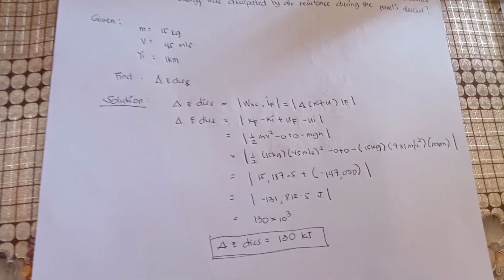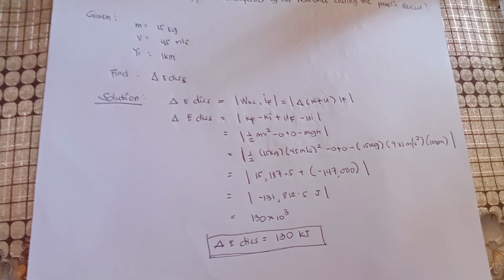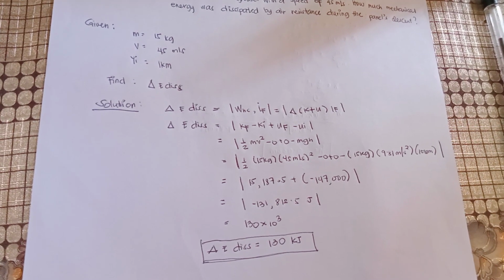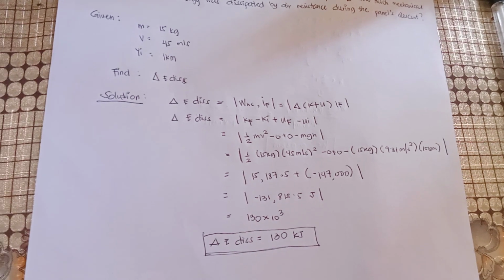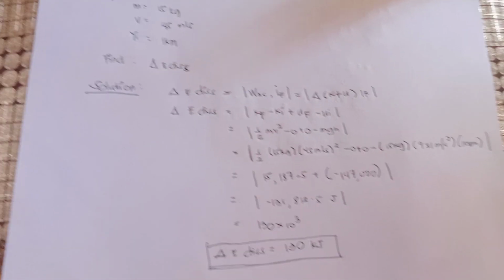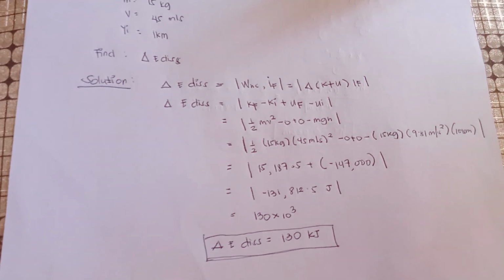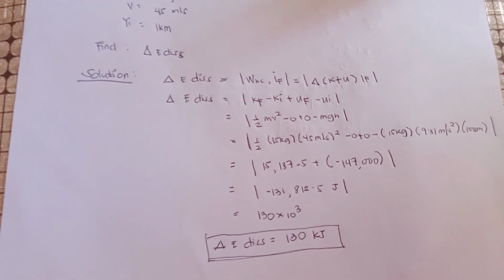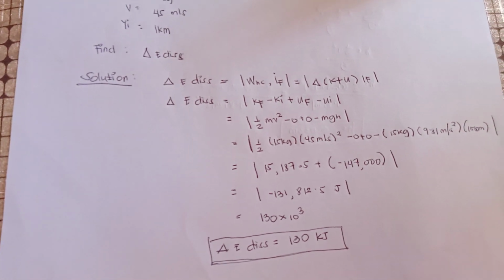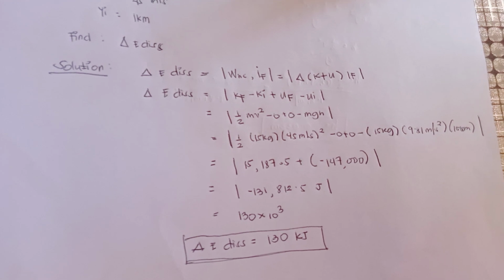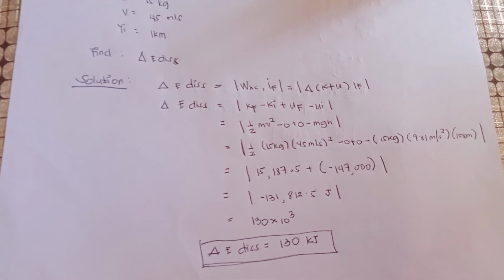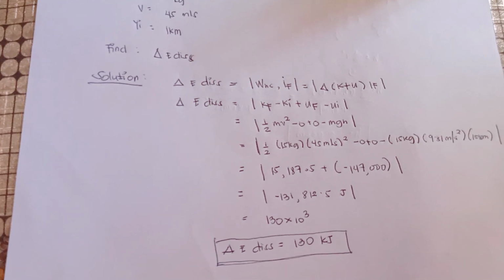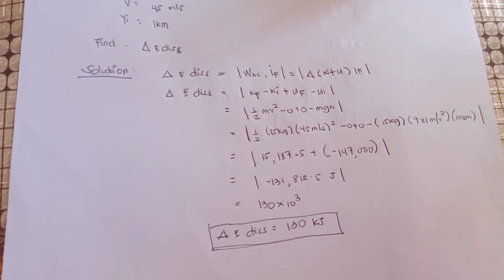Then 1/2 times 15 kilograms times 45 meter per second squared minus 0 plus 0 minus 15 kilograms times 9.81 meter per second squared times 1,000 meters. The mass is 15 kilograms, the velocity is 45 meter per second, gravity is 9.81 meter per second squared, and the height is 1,000 meters, converted from 1 kilometer.